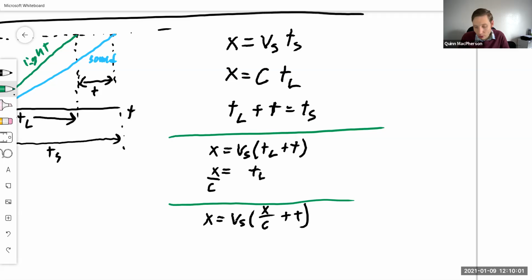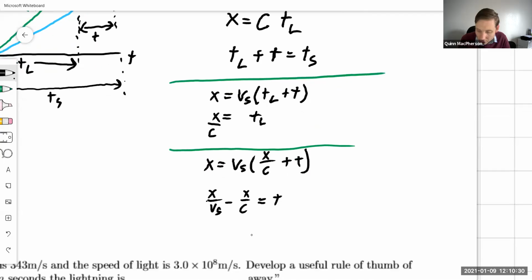I want to know what x is, vs is given, c is given, and t is given. Now I just need to solve for x. So to solve for x, divide both sides by vs minus x over c. So I divide both sides by vs, then move this to the other side, and I get that. Then after some more algebra, I get x is equal to c vs t over c minus vs.